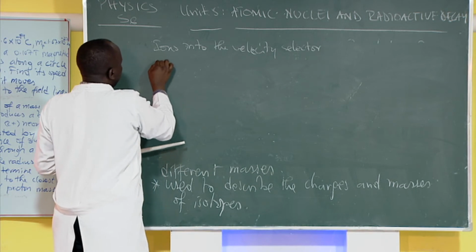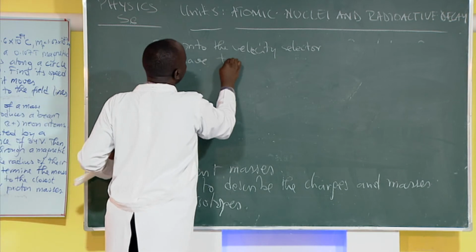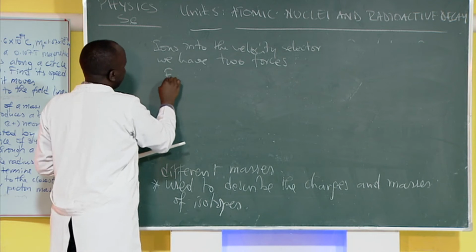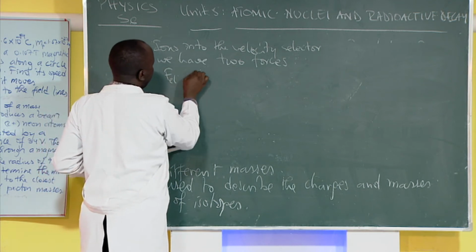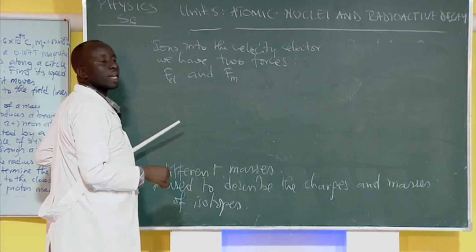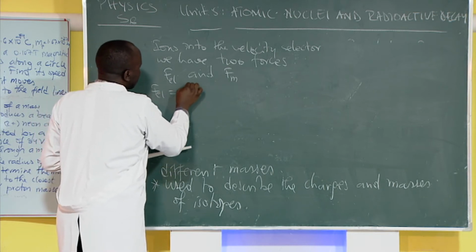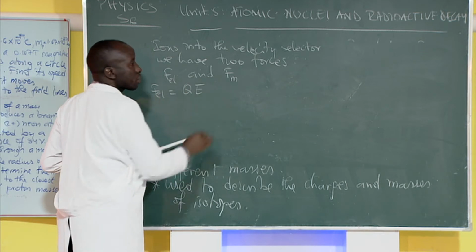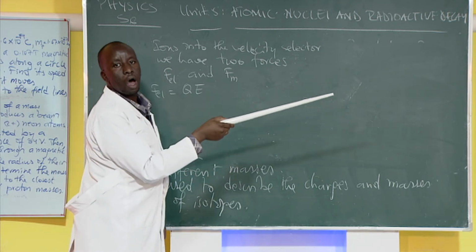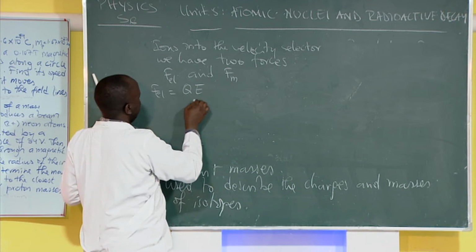So we have two forces. One is the electric force, and another is a magnetic force. So the electric force here will be equal to the charge times the electric field. You see that electric field we have into the diagram. So we now have the electric field times the charge equals the electric force.